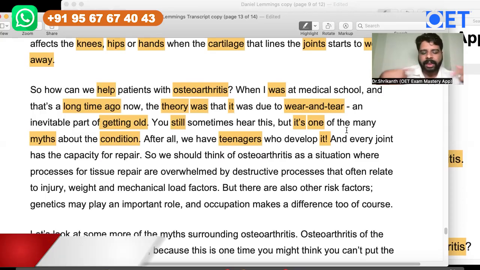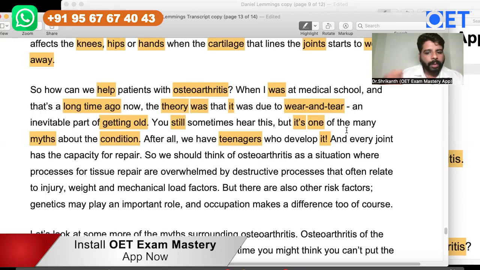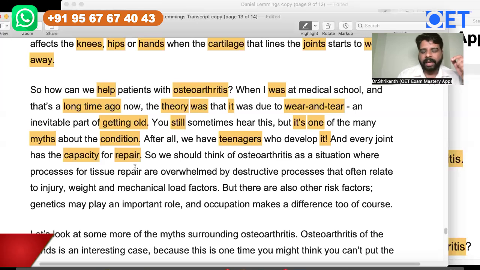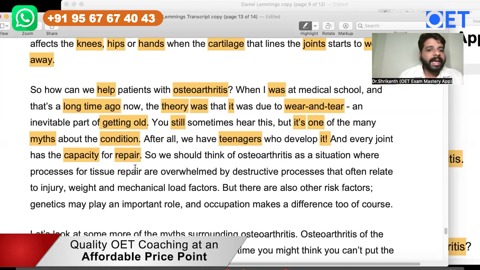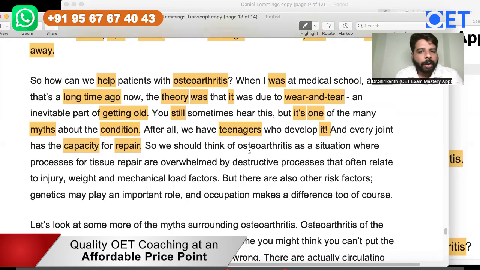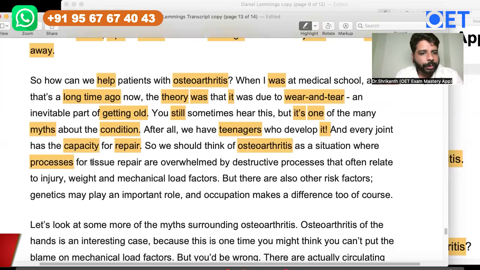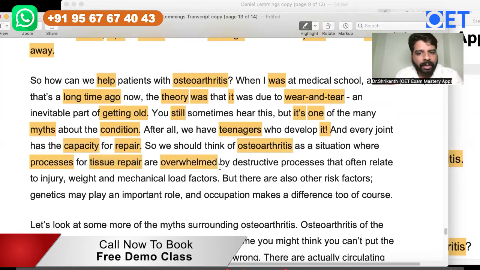The reason I'm repeatedly saying this is to train you to understand what is distracting information and what is useful information. And now he's saying, "and every joint has the capacity for repair." So every joint of the human body is capable of repairing itself. Now he's saying, "so we should think of osteoarthritis as a situation where the processes for tissue repair are overwhelmed by destructive processes that often relate to injury, weight, and mechanical load factors."